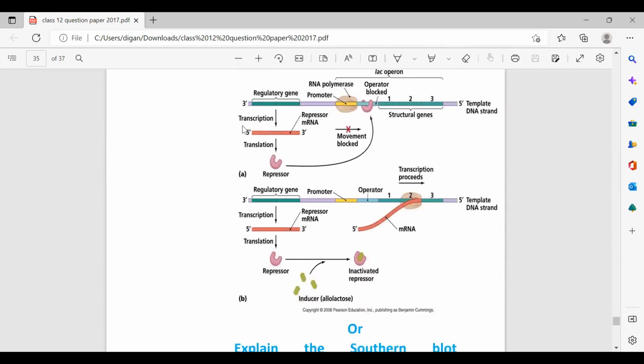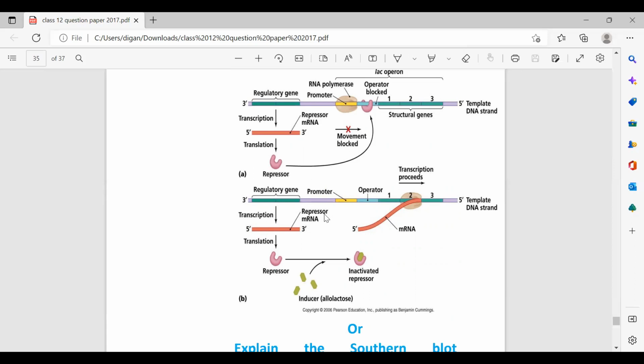Suppose lac operon model. First, look, lactose is absent. Then what happens? This is the regulatory gene, because the lac operon has a promoter portion, then structural gene portion. Then this is the regulatory gene, and by the process of transcription it forms the repressor mRNA. And this is a repressor. Then this repressor, if the lactose is absent, will bind to this portion, and as a result no transcription can take place here.